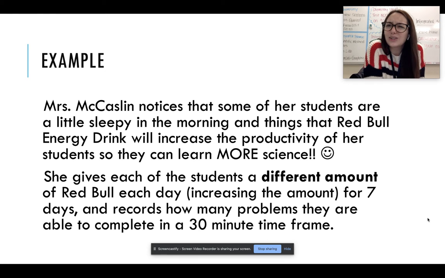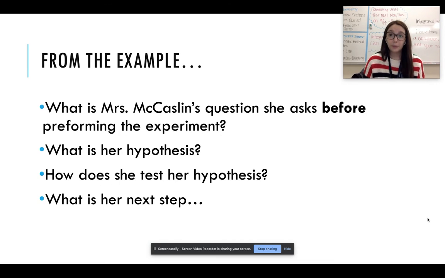So I can give someone, here's a little sip. Here's maybe a half of a can. Here's a full can. Maybe here's 3 cans. I don't know. I'm just increasing the amount. And I do it for 7 days. And during that time, I give them an amount of problems and I time them for 30 minutes and I record down how many problems they complete. So from the example, what is the question that I'm asking before I perform the experiment?